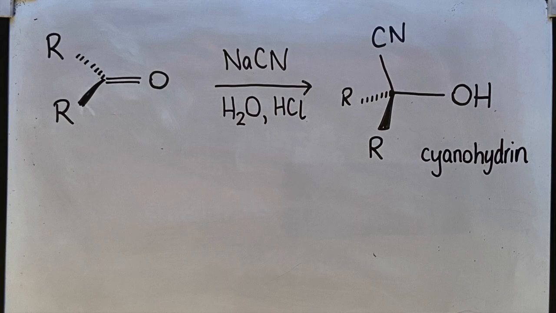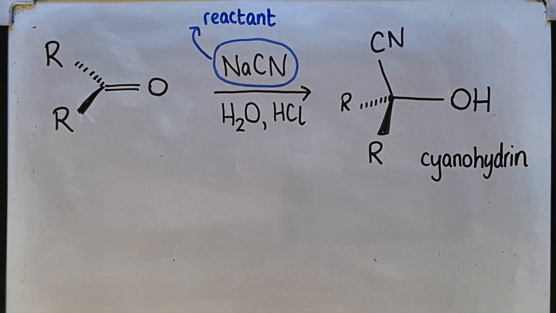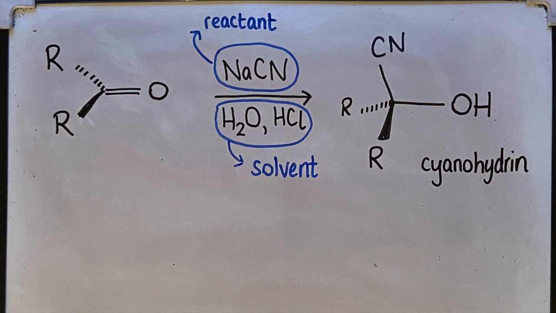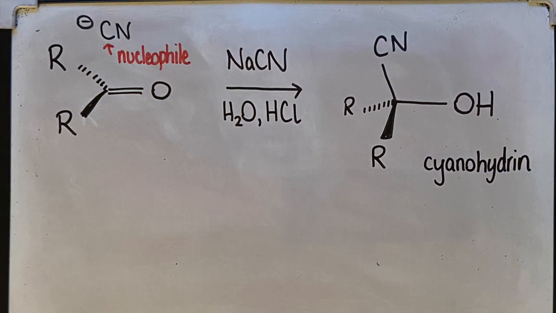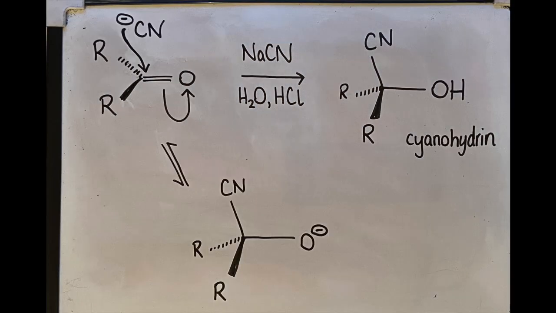Let's look at a real reaction in which we have a carbonyl compound reacting with sodium cyanide in a mixture of water and HCl to form cyanohydrin. It is standard to write the reacting species above the arrow and the solvent species below the arrow, as I have done here. So what's the nucleophile in this reaction? In this case, it would be the negatively charged cyanide ion. The nucleophile adds to the slightly positive electrophilic carbon of the carbonyl group, breaking the pi bond and giving rise to a new sp3 tetrahedral species.